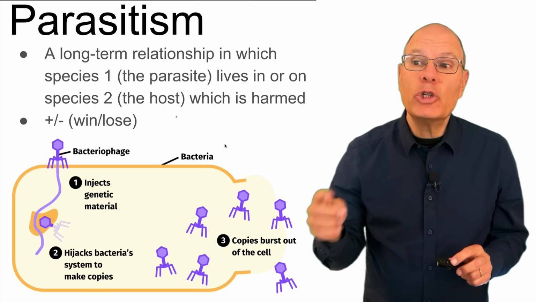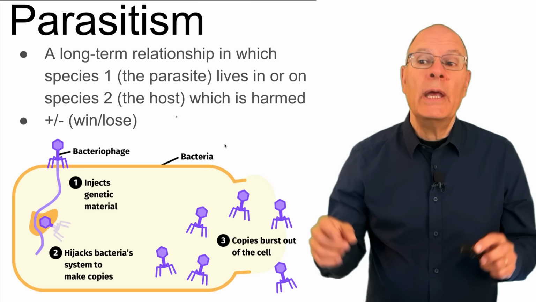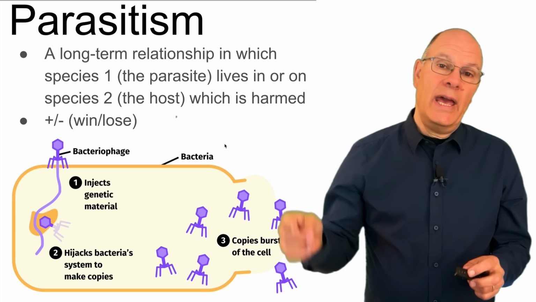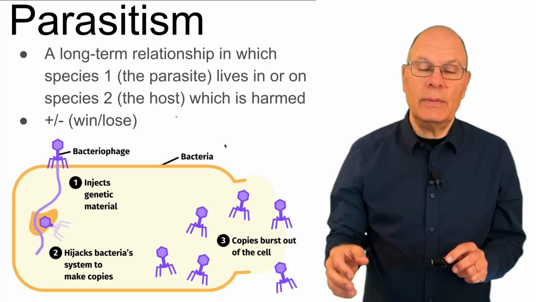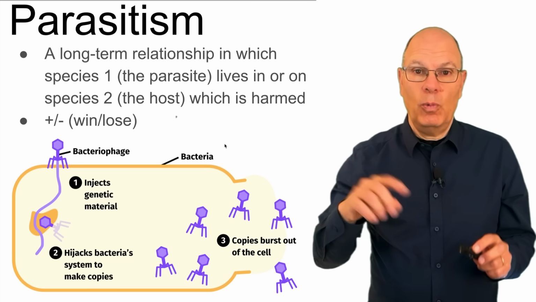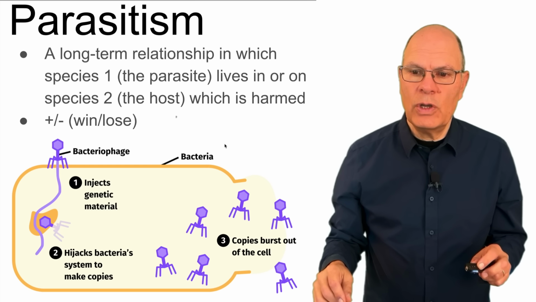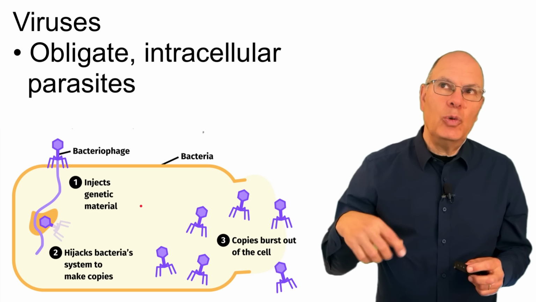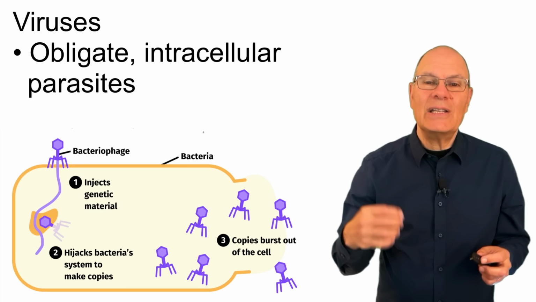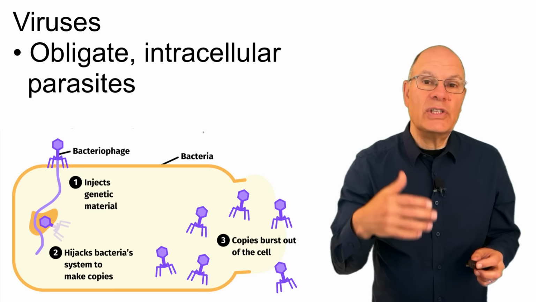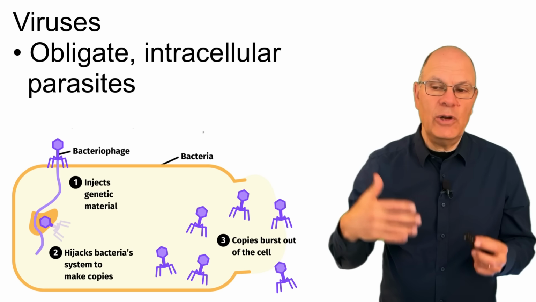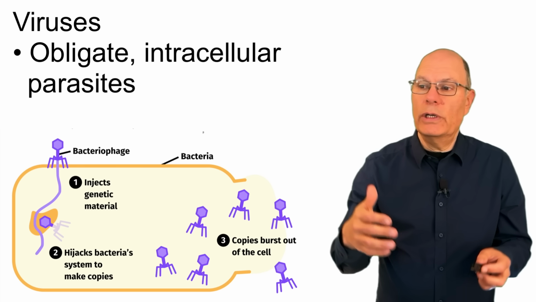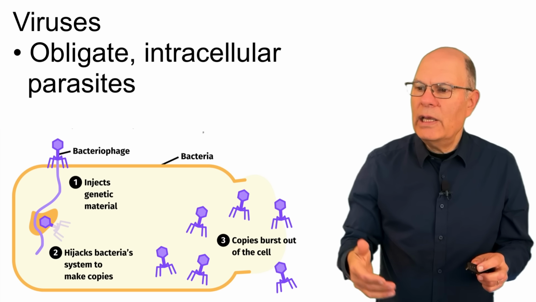Parasitism is a long-term relationship in which species 1, the parasite, lives in or on species 2, which is the host, and the host is harmed by that interaction. So it's a plus-minus win-lose interaction. Here are two examples. Viruses are obligate intracellular parasites. In order to reproduce themselves, they need to infect cells, and those can be your cells, the cells of animals, the cells of plants, the cells of bacteria, the cells of protists. So the virus is the parasite, and you, or another organism or another cell, is the host.